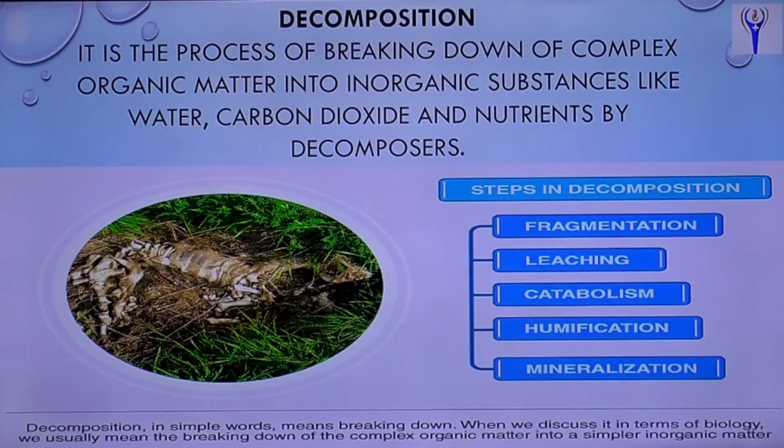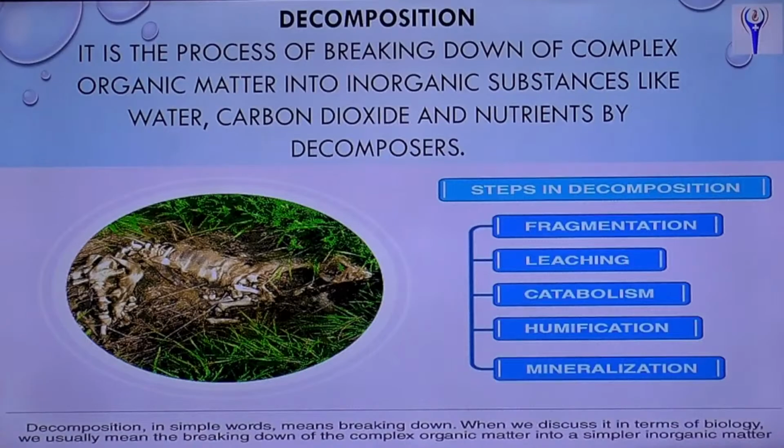And the next process is humification, the accumulation of a dark colored substance called humus, which is resistant to microbial action. And the last is mineralization. Humus acts as a reservoir for minerals, and it is degraded by some microbes, which release inorganic substances.